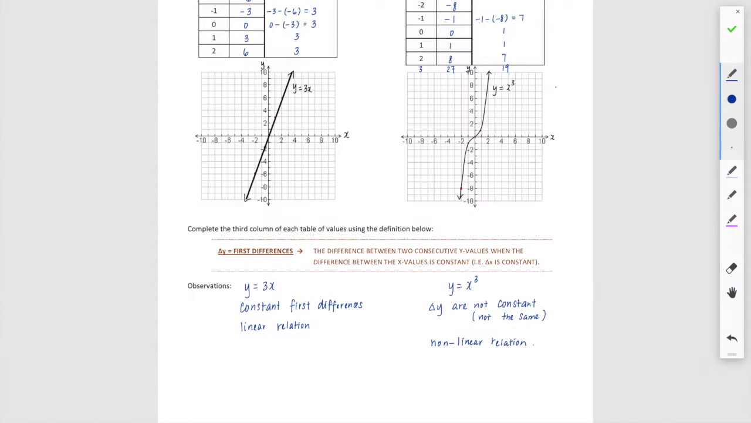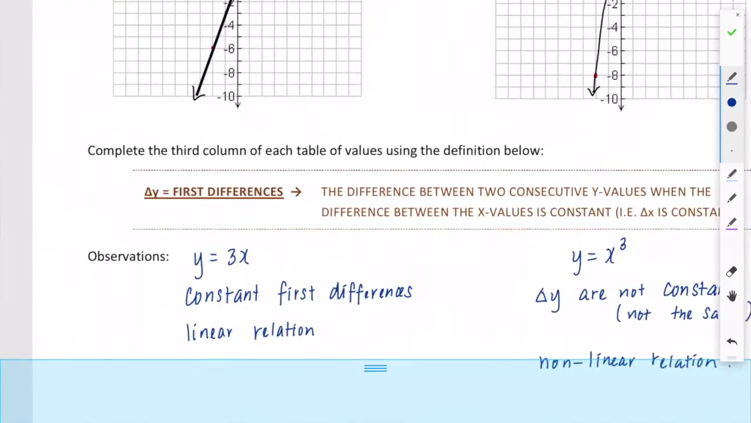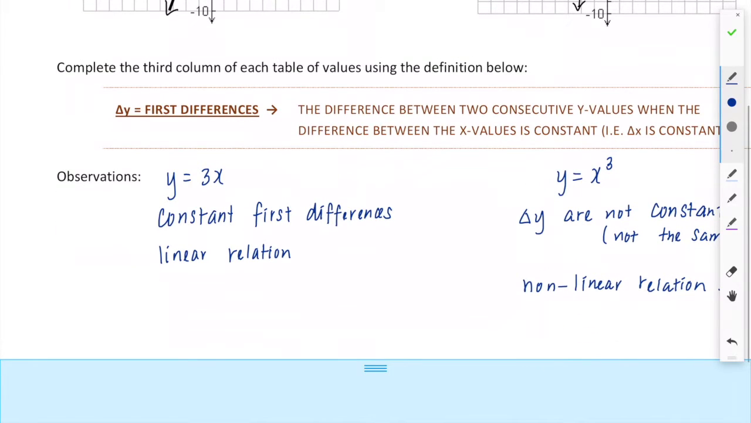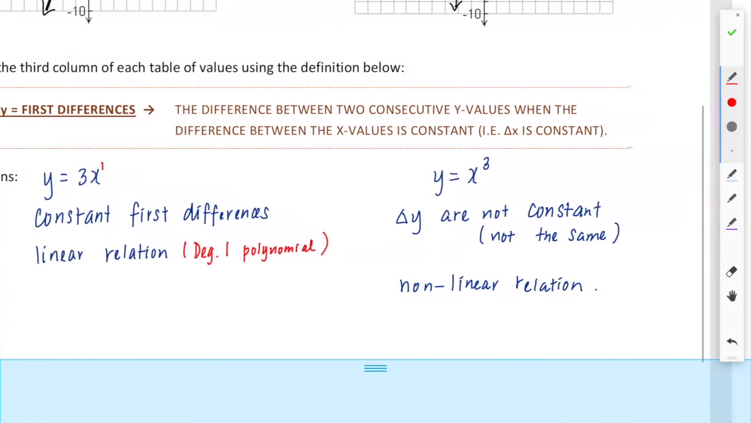What's something else that we can talk about? Well, I think it also has to do with the equation that we have. In the equation y equals 3x, it gives us a linear relation, and we notice that the exponent of x is 1. So that means we actually have a degree 1 polynomial. Well, monomial in this case, but this basically applies to any degree 1 polynomial.